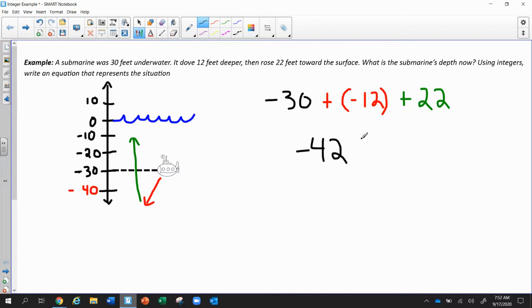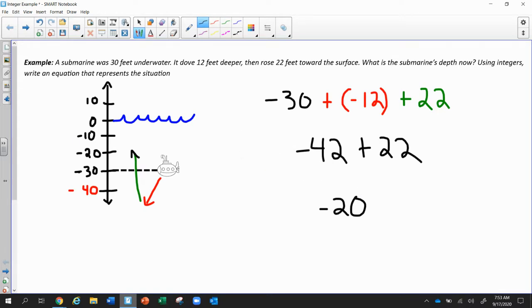And then I'm still going up 22. So that means I'm getting closer to 0, which means I'm getting less negative. And so you can think of, okay, 42, I'm actually kind of subtracting 22 from that. And so that would be left at, I can adjust my picture here. Instead of going up 42, we're going upwards towards the surface. So I'm going to be at negative 20. So the pictures help.